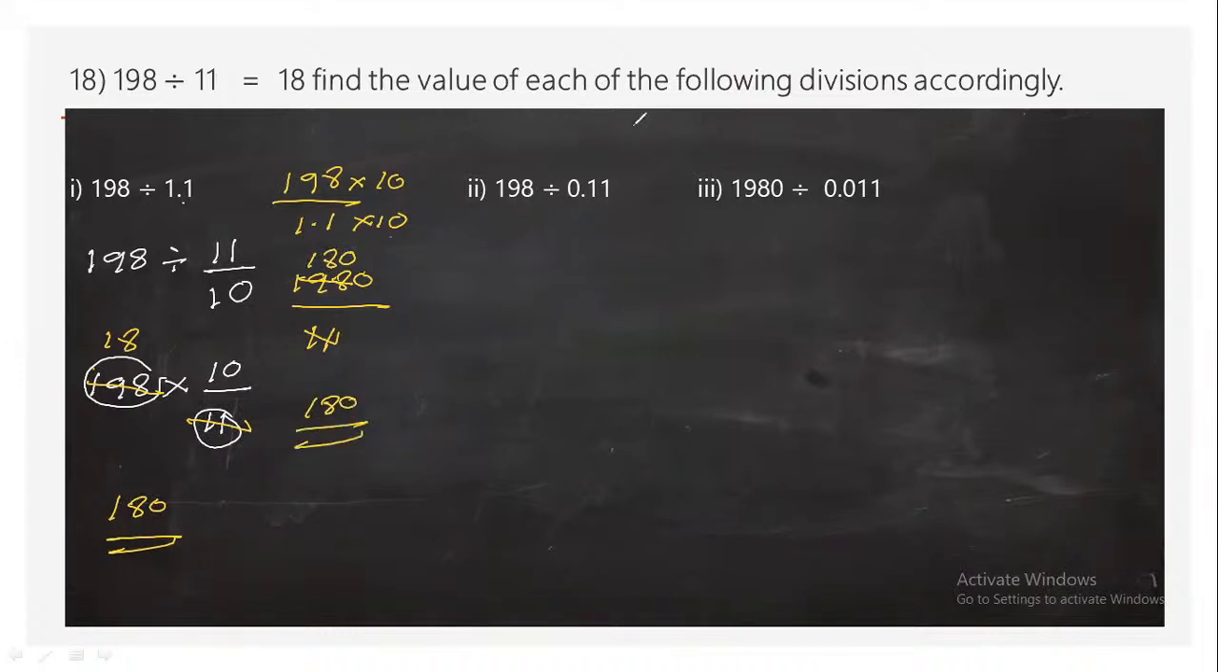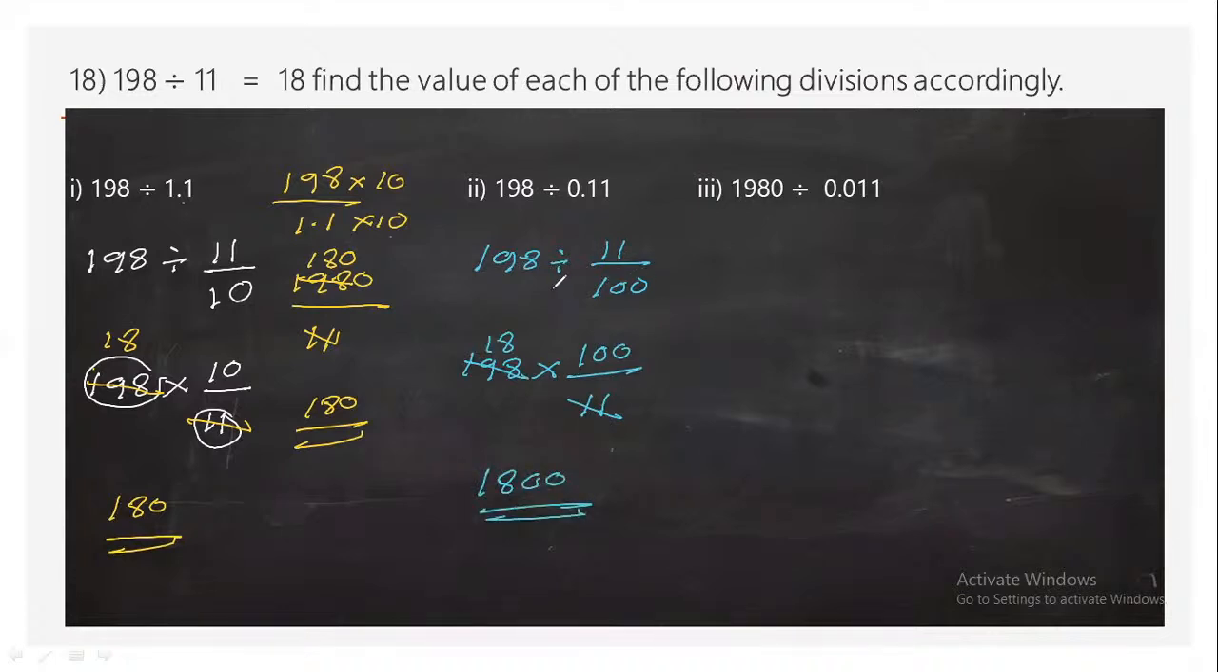The next one, 198 divided by 0.11, 2 decimal places here. Then 11 over 100. 198, write the reciprocal of this with the multiplication sign, 100 over 11. 198 divided by 11, that is 18. 18 into 100, 1,800. Right? You can follow the other method also.